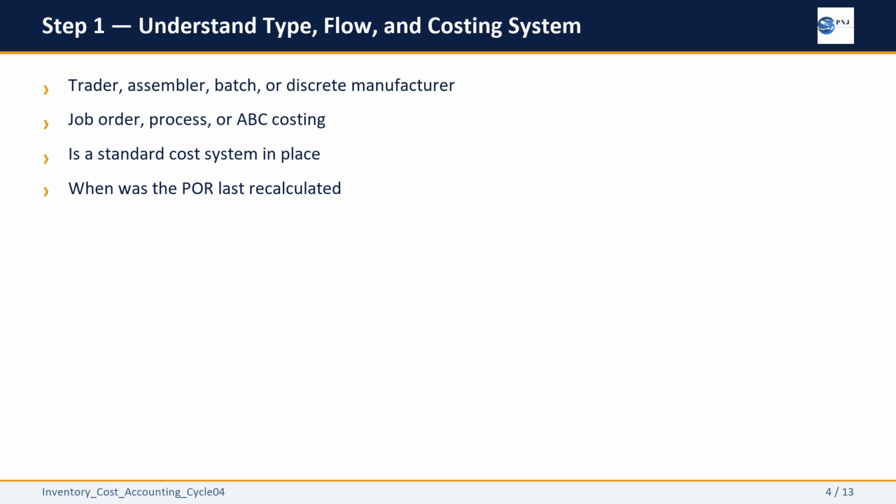Ask about the predetermined overhead rate, the POR, and when it was last recalculated. These answers are not just background. They determine which cost accounting stages actually apply to this client, and where the accuracy and control risks are concentrated. Get this wrong, and you'll spend time on stages that don't even exist for them.